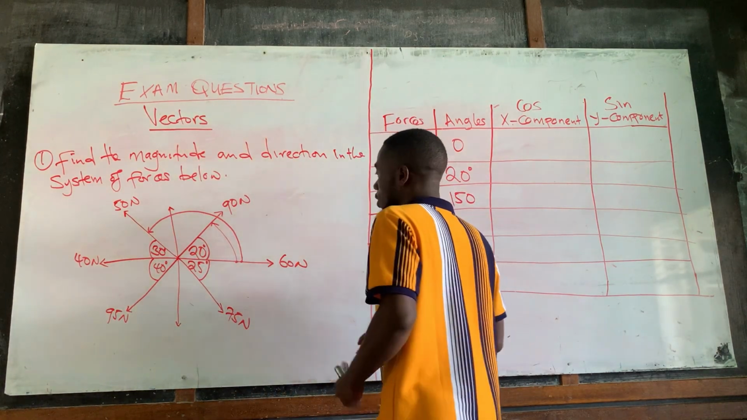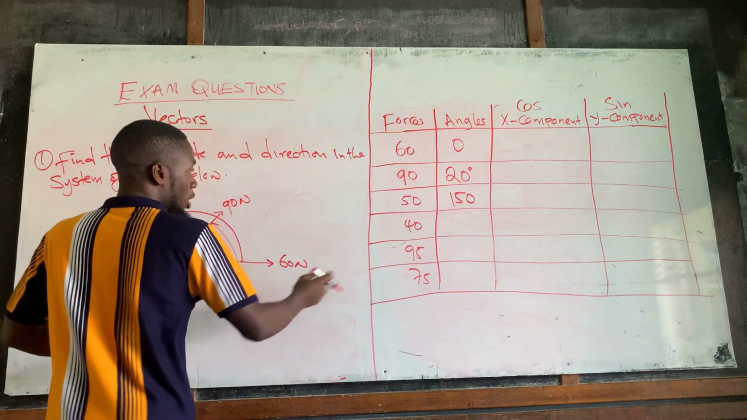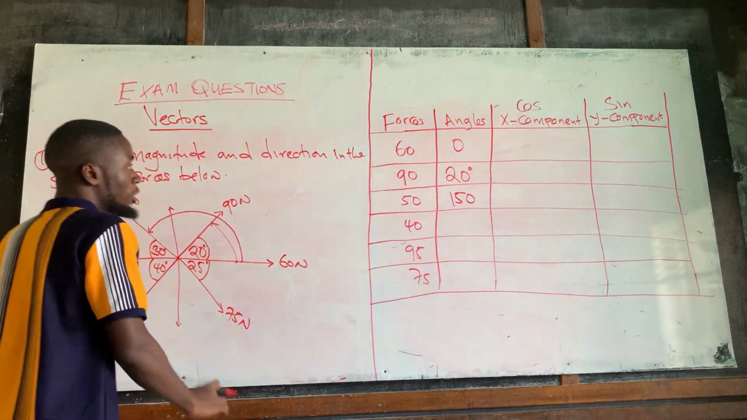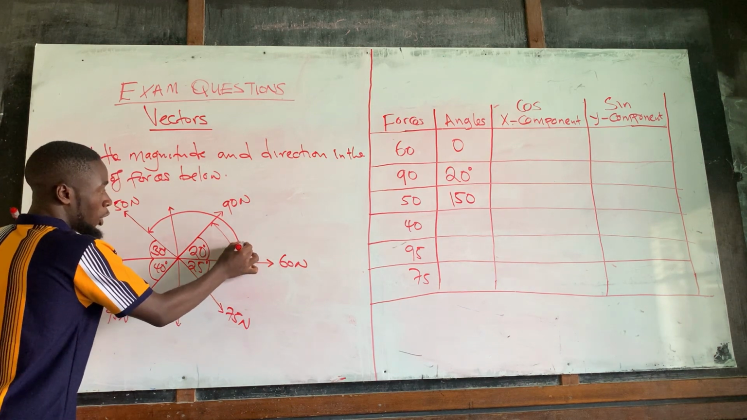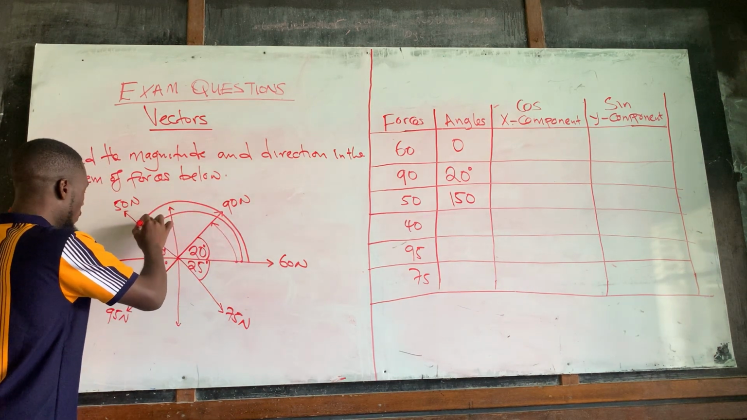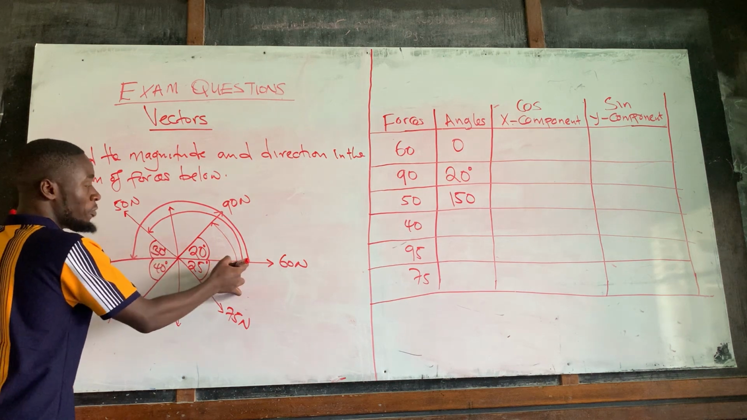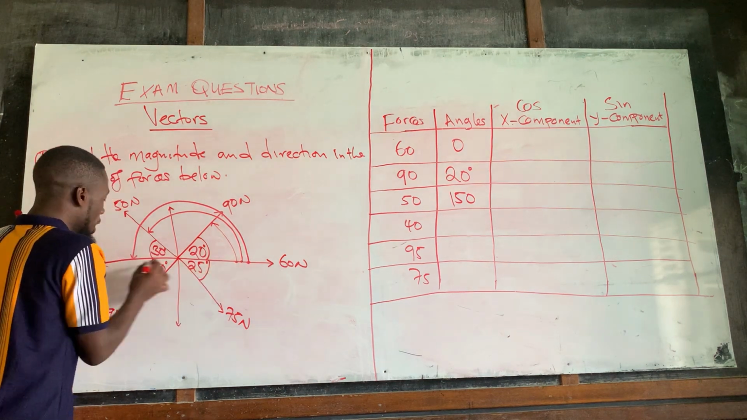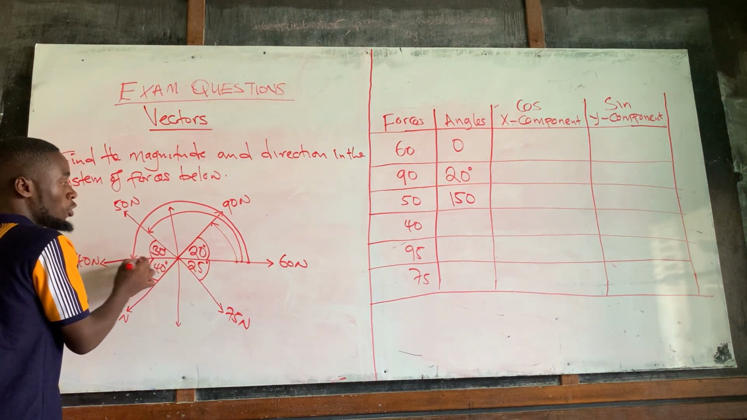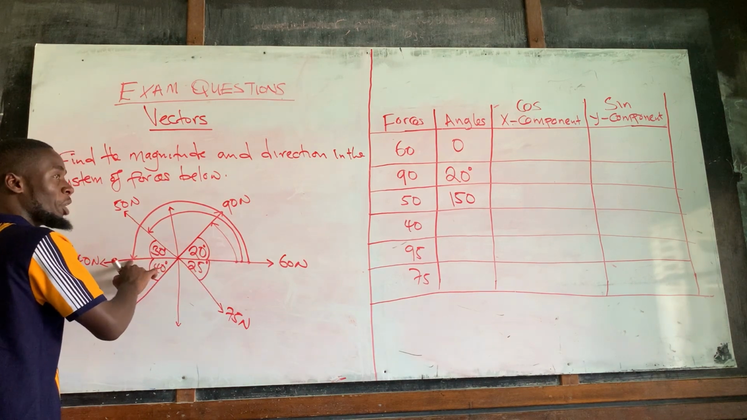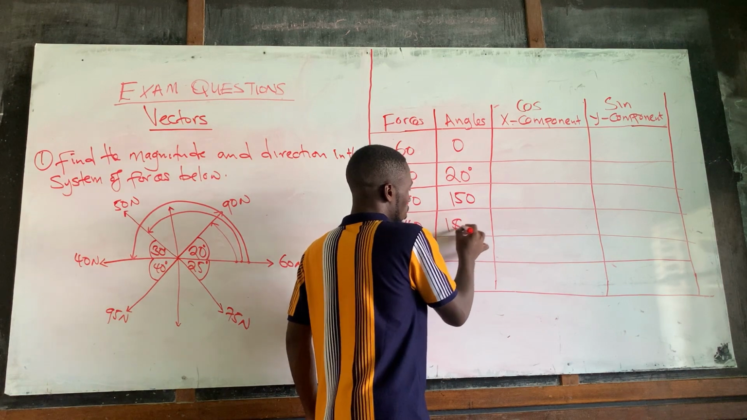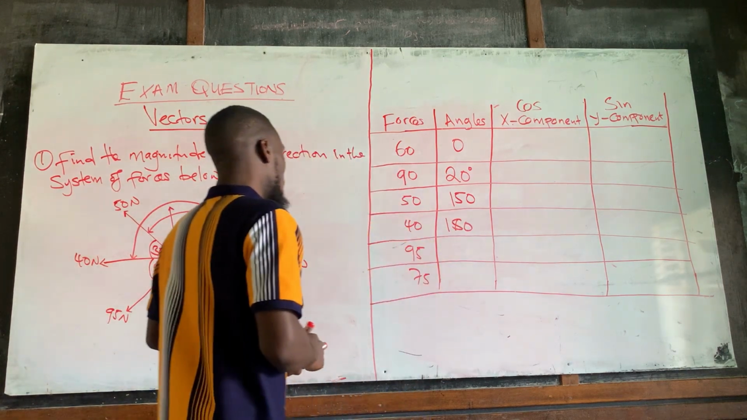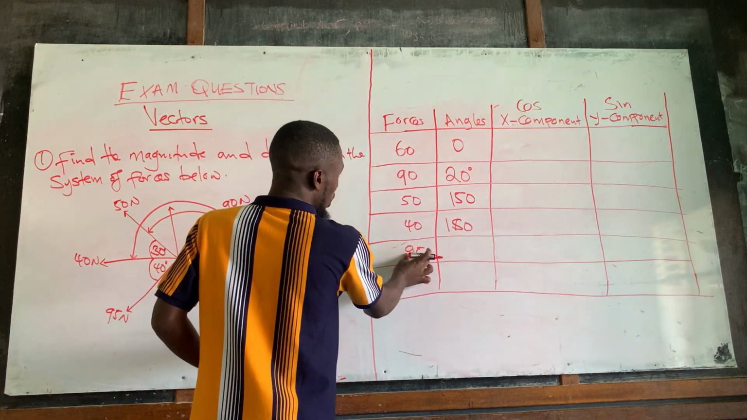150 degrees there. Okay? Again we go to the next force, which is the 40 newtons. And again, always start from the origin. We go up to where this 40 newton is. How many degrees have we moved from this origin to reach this 40 newtons? We know that from here to here is 180 degrees. So say 180 degrees there.